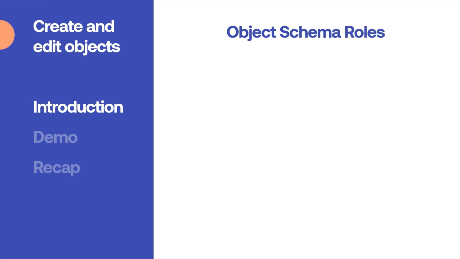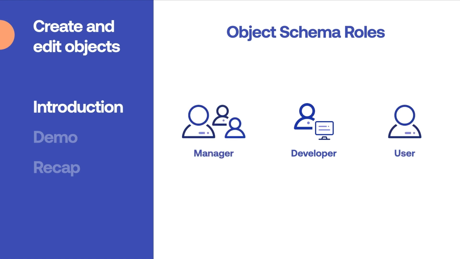To create and edit objects in Insight, users need to be in the developer's role, which is one of the 3 roles in an object schema. Now let's look at 3 different methods to create new objects within the ITSM object schema.